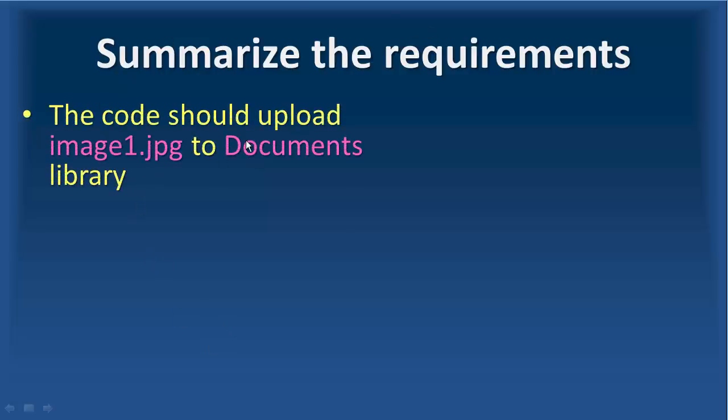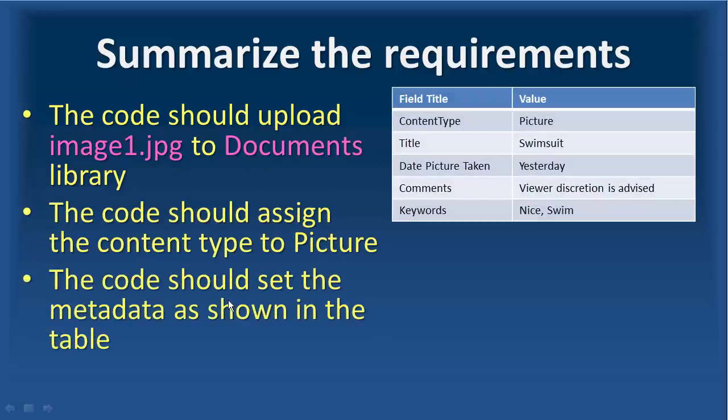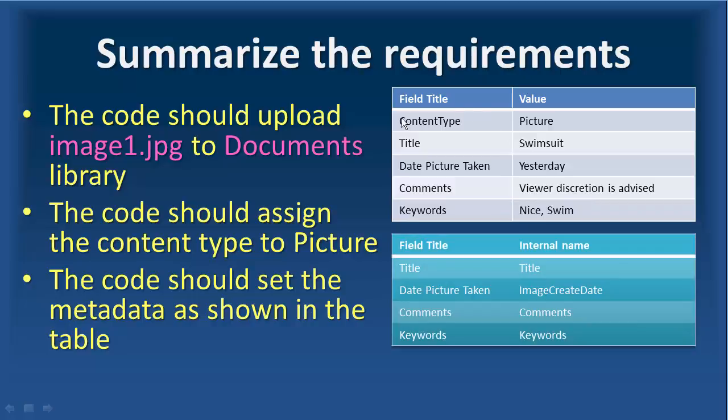Now, here is a summary of our requirements. The code should upload image1.jpg to the documents library. The code should assign the content type to picture, and the code should set the metadata as shown in the table. So content type is going to be picture, title is going to be swimsuit, date picture taken yesterday, comments, viewer discretion is advised, and keywords, nice, comma, swim. But apart from the field title, we also need the field internal name because the CSOM code accepts the internal name. I cannot pass the title and expect the code to go there and find the right field.